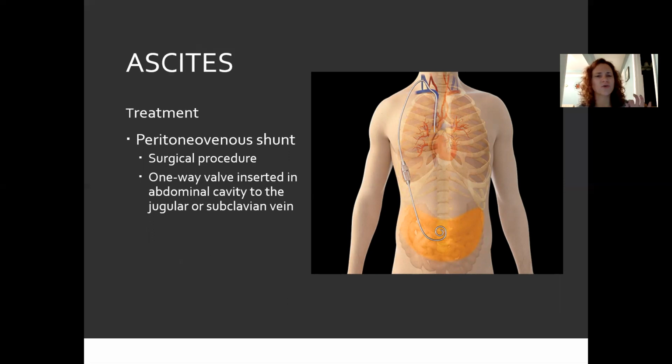A peritoneovenous shunt. We put a shunt in and it will drain the fluid because your peritoneal cavity is sterile. The cavity is going to drain that fluid back up into the heart. There is a one-way valve that inserts into the abdominal cavity, and then it sends it back up into either the subclavian or the jugular vein to then be reperfused through the body. Again, this is okay to do because the peritoneal space is sterile.